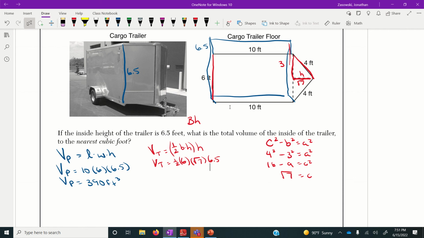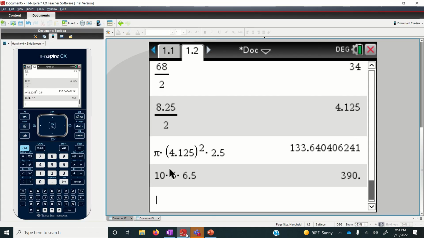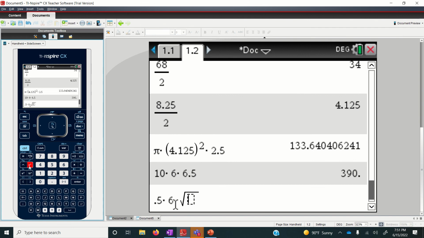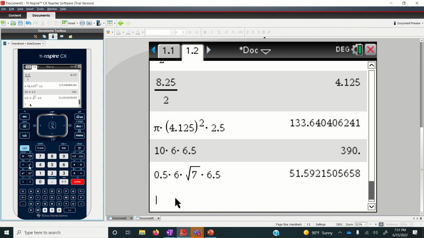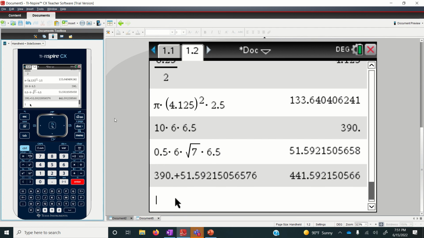All right. So, calculator time. So half of 6 is really 3, but half times 6 times the square root of 7, times, make sure you get outside that radical, so hit the right arrow, 6.5. So it's 51.592. And then remember, we're adding that answer to that 390. So up arrow, grab the 390, add onto it, and we have our answer.